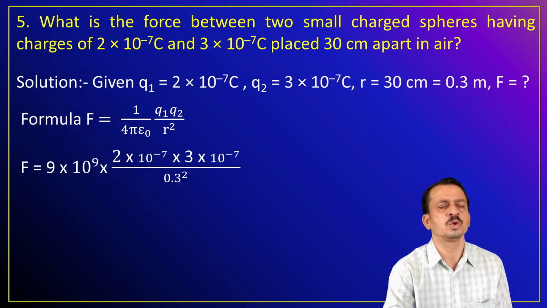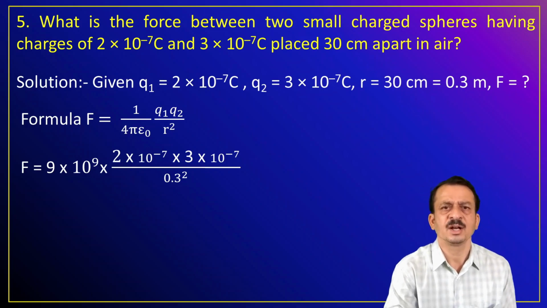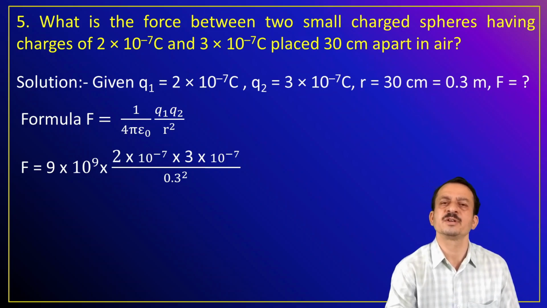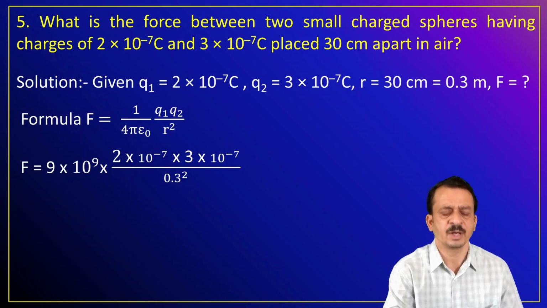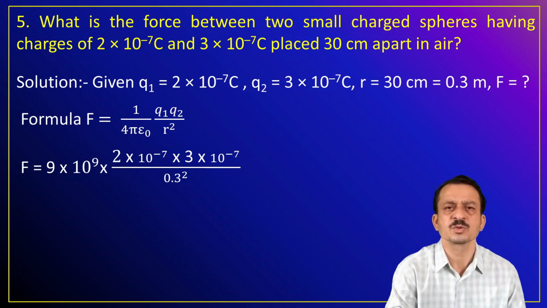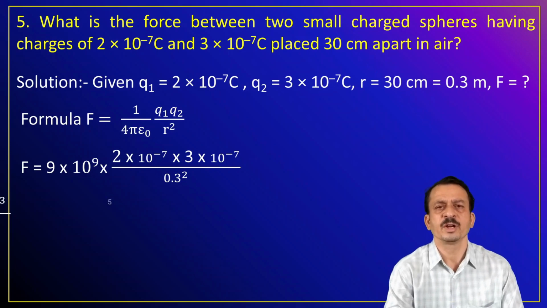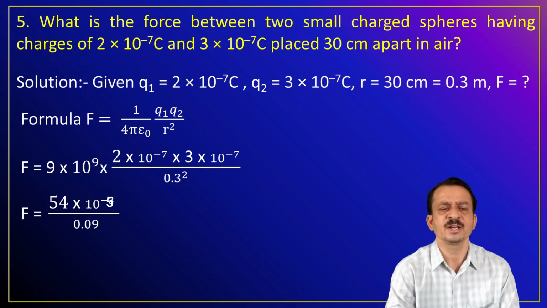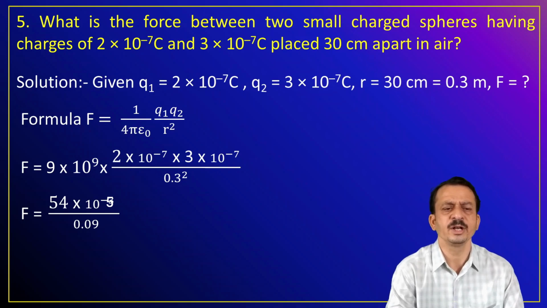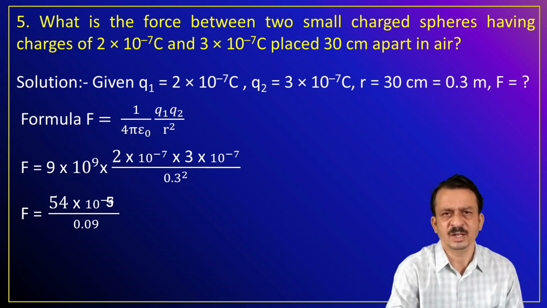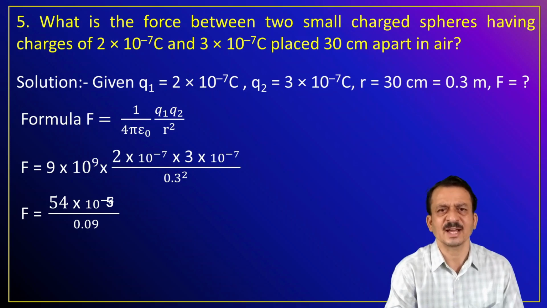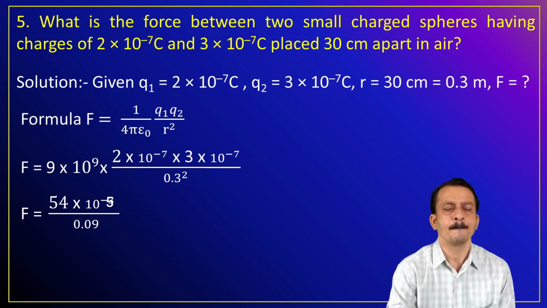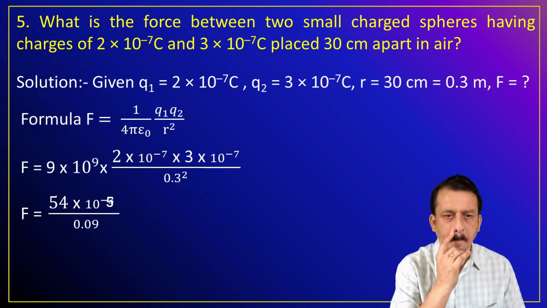Charge Q1 is 2 × 10 to the power of minus 7, and the second charge Q2 is 3 × 10 to the power of minus 7, divided by the distance of separation 0.3 squared. Now if I square the denominator 0.3, it becomes 0.09. Now here 9 × 2 is 18, 18 × 3 is 54, × 10 to the power of minus 7, it is minus 14 plus 9, so 10 raised to minus 5.